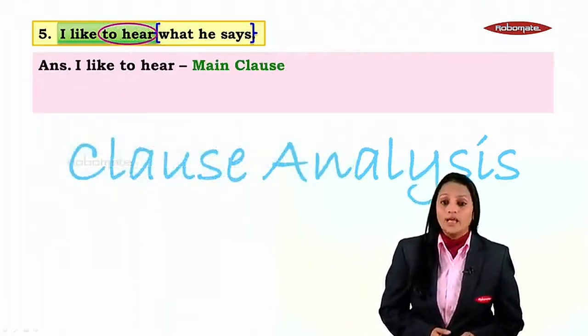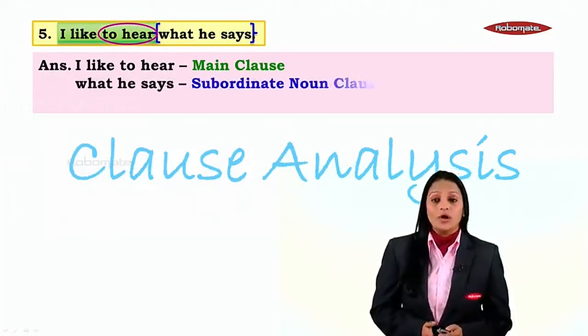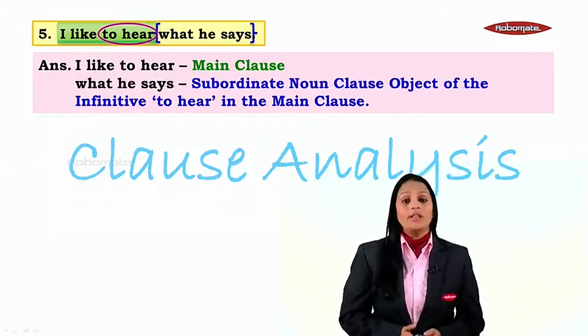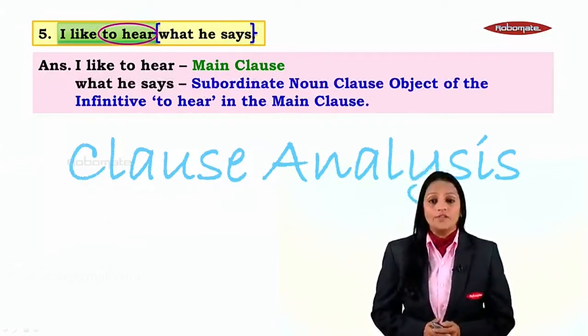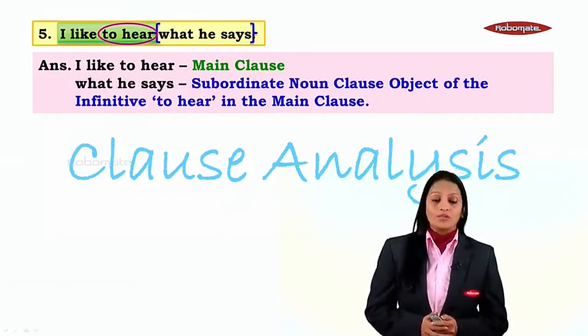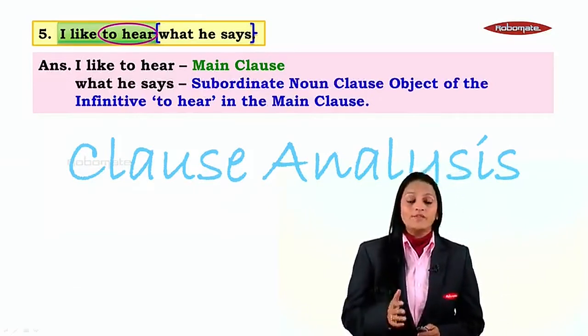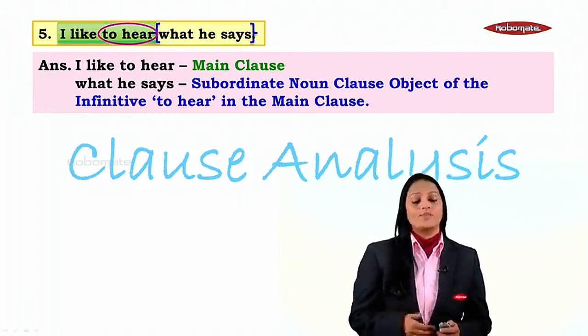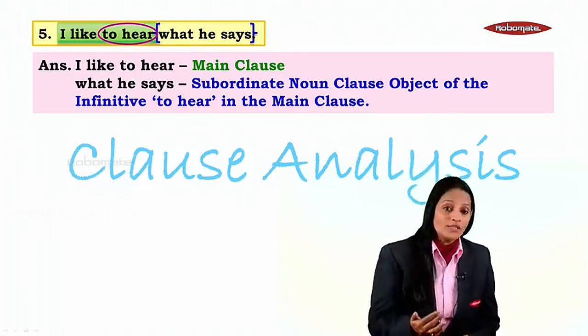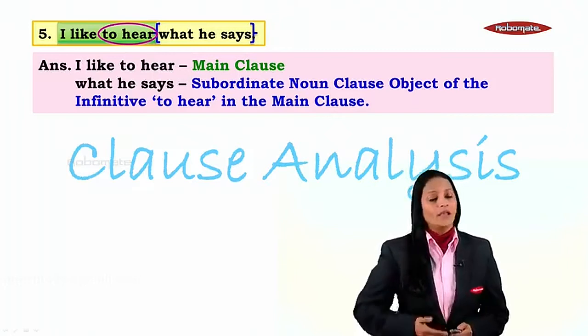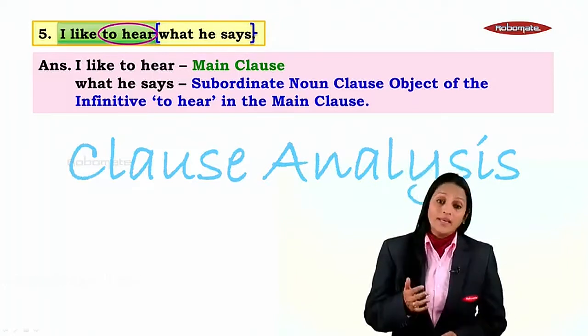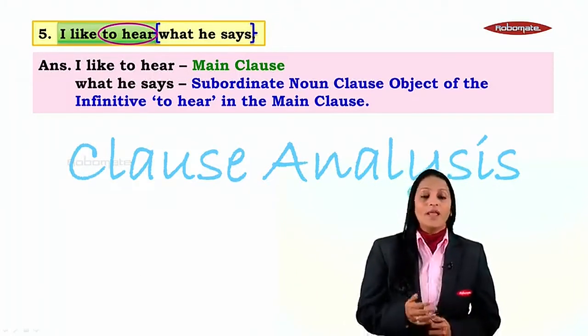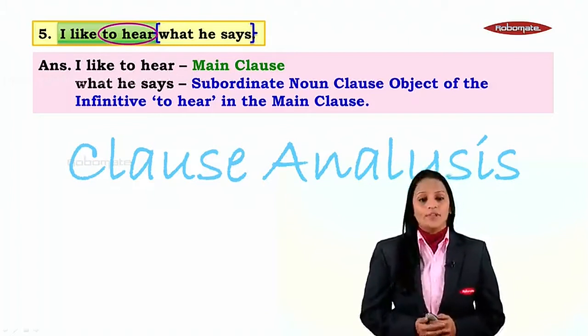So how do you write the answer? I like to hear, main clause. What he says, subordinate noun clause, object of the infinitive to hear in the main clause. So students, when it ends with an infinitive, it is object of infinitive. When it ends with a preposition, it is object of preposition. When the main clause ends with a complete verb, it is object of the verb. But when it ends with an incomplete verb, it is complement of the verb.